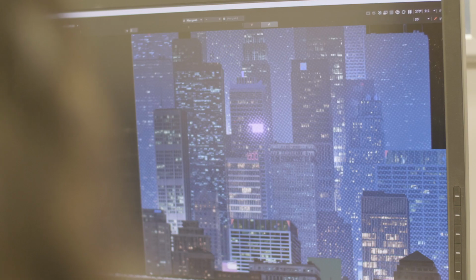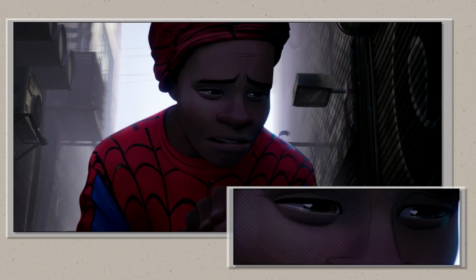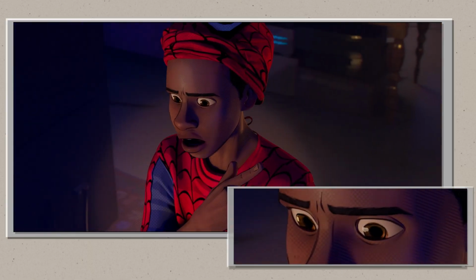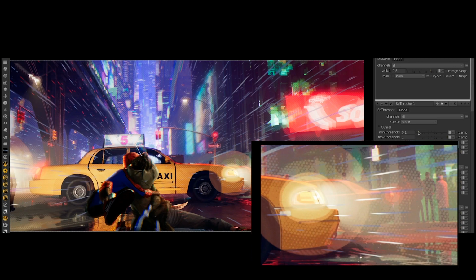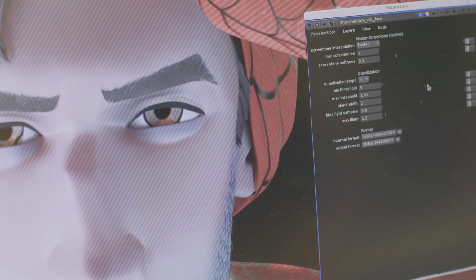Two of the tools we developed in the show were called the Thresher and the Hatcher, and they kind of work together. The Hatcher would provide the underlying patterns, so the lines, the dots, and allow you to move those on the screen. So you'd have dots that tracked with the character, so you'd see it moving with his cheeks and with his face. And then the Thresher would take that pattern and break up the gradients on the image. So where you have light hitting, you get dots, and where you have shadows hitting, hatching lines.